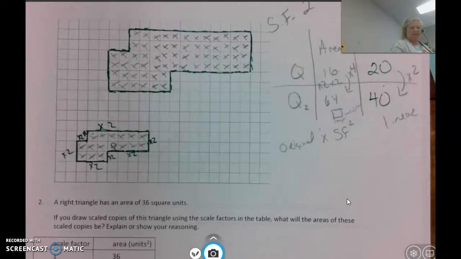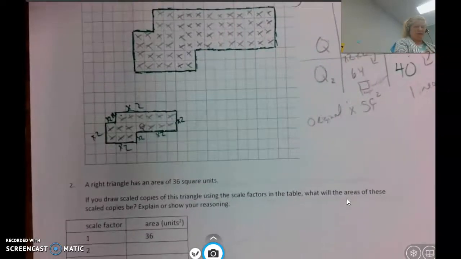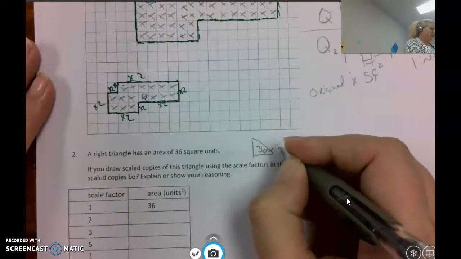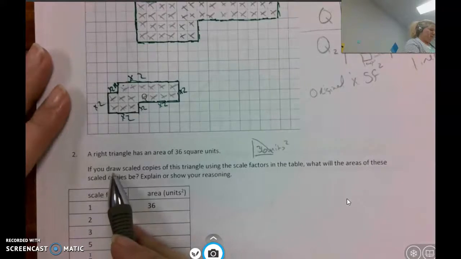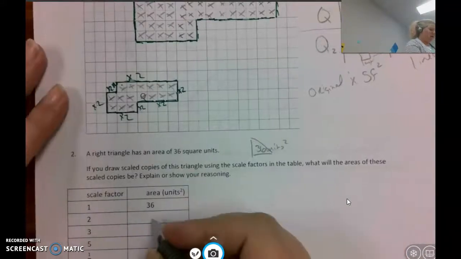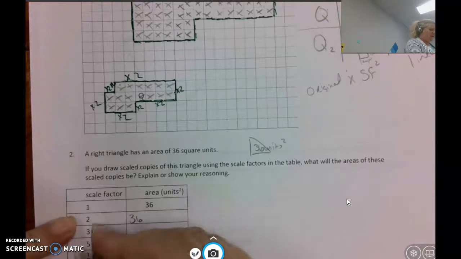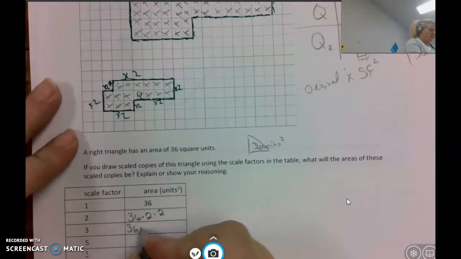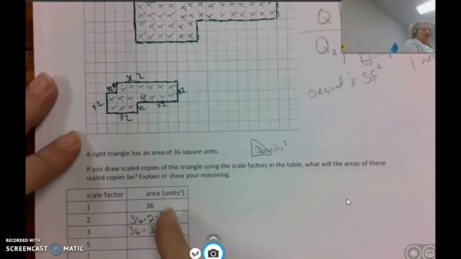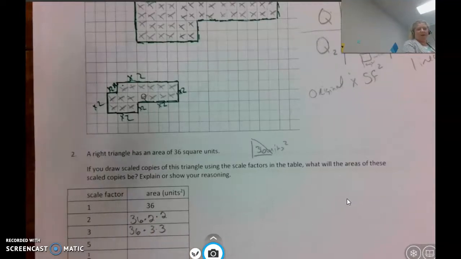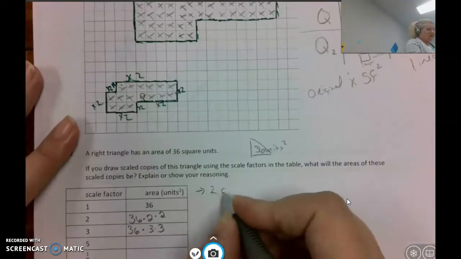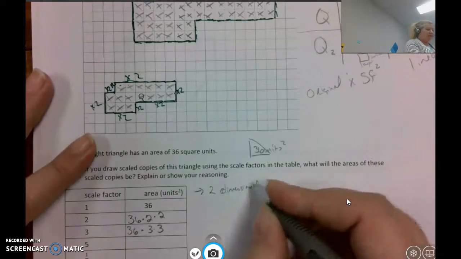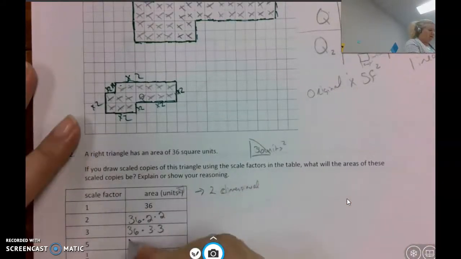The next question is asking about a right triangle, and the area of this triangle is 36 units squared. The area of the scaled copy. So if I'm using a scale factor of 2, I would take the original area times the scale factor times the scale factor. Whatever the scale factor is, I'm going to do the scale factor times the scale factor, because area is a 2-dimensional measurement, which means it's going to end up being units squared because it's square units.